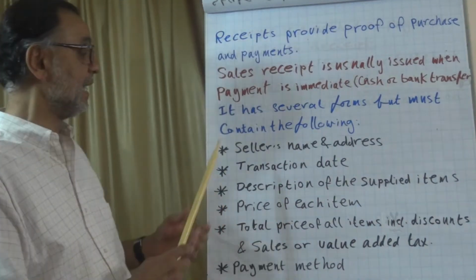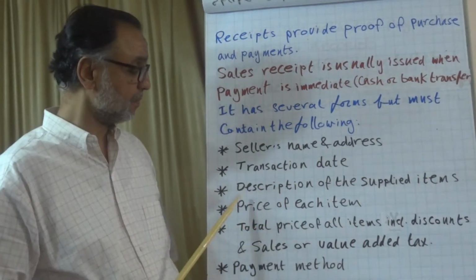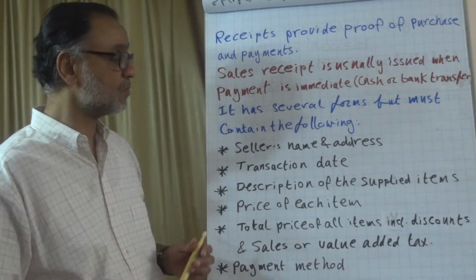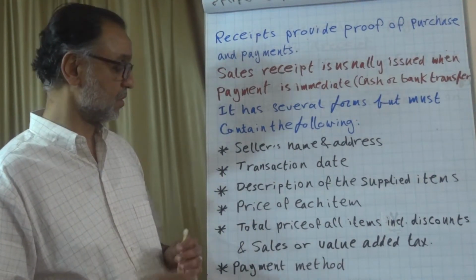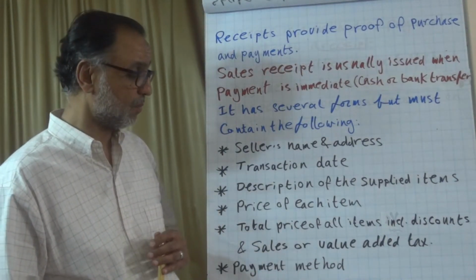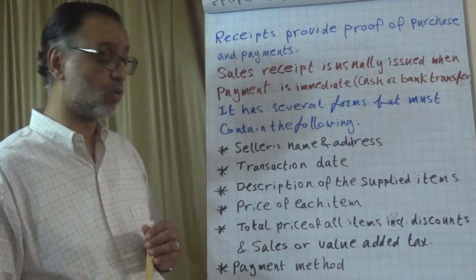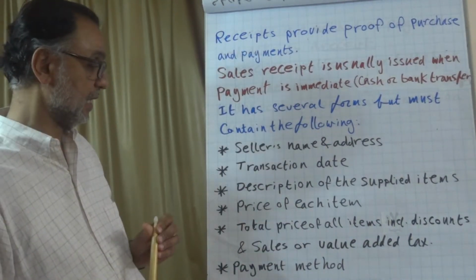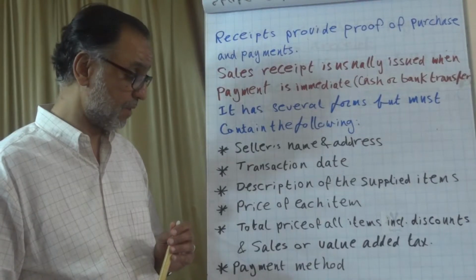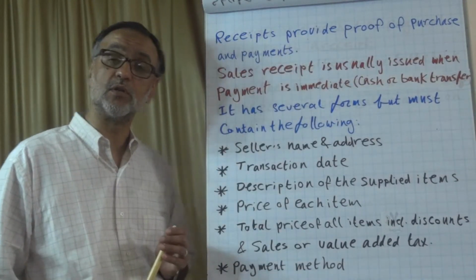What is the information? Seller's name and address. This is the supplier or seller. Transaction date. Description of the supplied items. Price of each item. Total price of all items, including discounts. And sales or value-added taxes. And payment method, if it's a credit card, bank transfer, or cash.